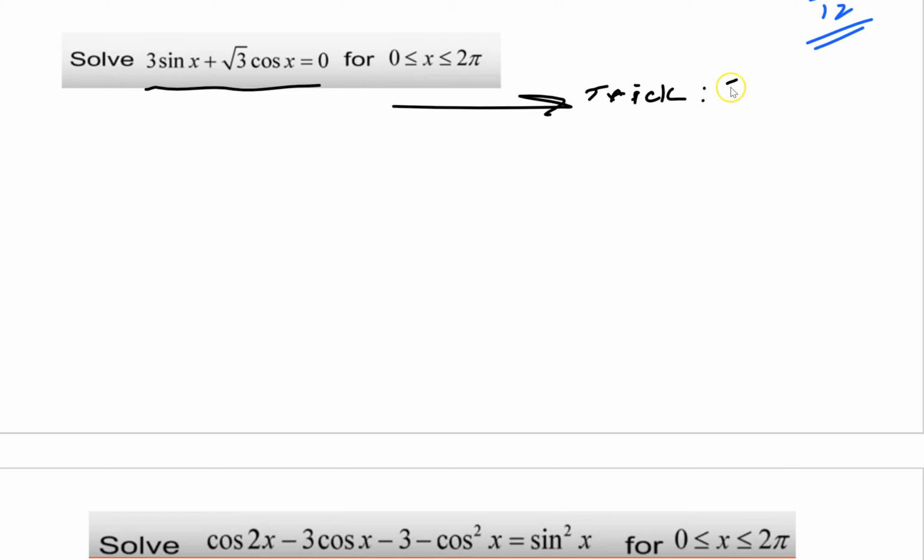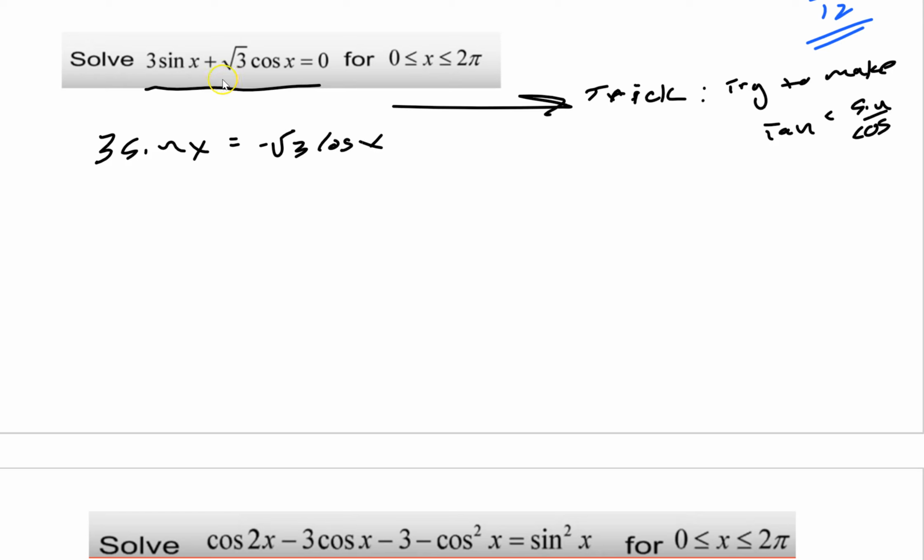is to try to make tan. Because remember, tan equals sine over cosine. So I'm going to try to make tan. I'm going to put them on separate sides. 3 sine x equals negative rad 3 cosine x, right? I subtracted rad 3 cosine from both sides.